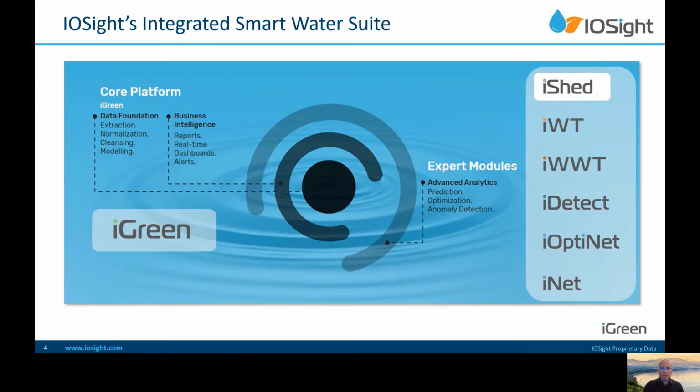About our solution suite, so we provide an integrated, what we call smart water suite, which includes iGreen, the core data management platform, and several expert modules, advanced analytics expert modules. We will focus today on one of them, iShed, which is specifically designated for real-time water quality monitoring in rivers and watersheds.